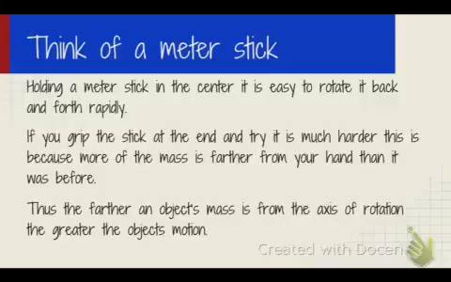Think of a meter stick. Holding a meter stick in the center, it's easy to rotate it back and forth very rapidly. If you grip the stick at the end and try, it is much harder. This is because much more of the mass is further away from your hand than it was before. Thus, the further an object's mass is away from the center of the circle, the harder it is to rotate.